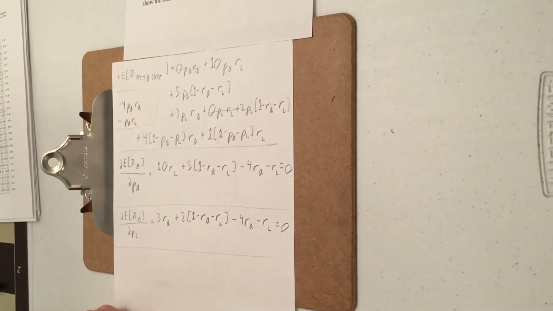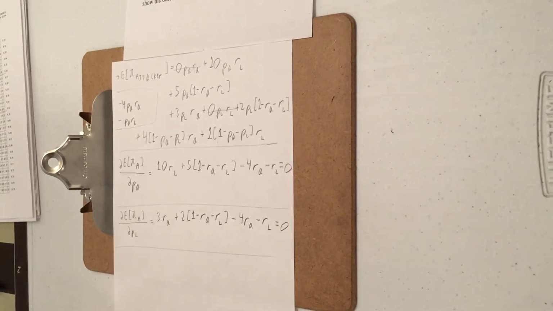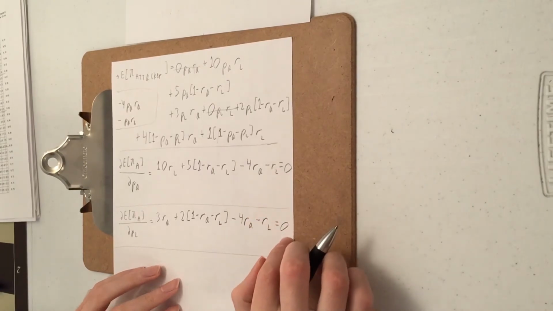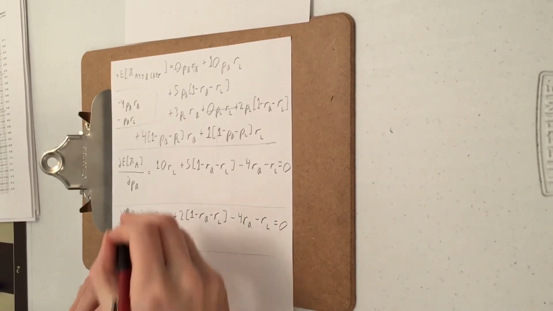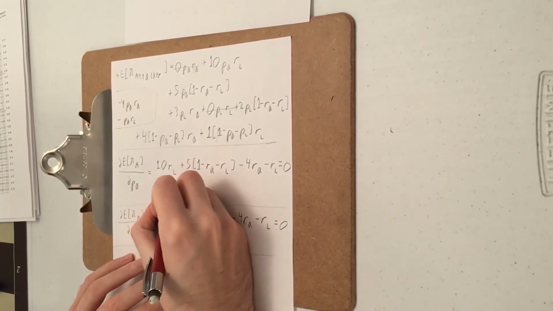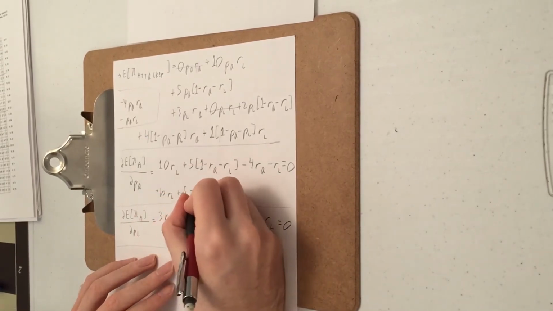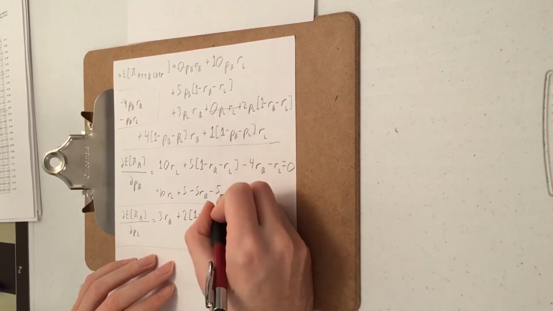All right, so we got the attacker's partial derivatives, and we set them equal to 0. So we just have to solve those two equations for these two unknowns, RA and RL. I guess the first thing to do would be to expand these terms in parentheses. So we get 10 RL plus 5 minus 5 RA minus 5 RL.